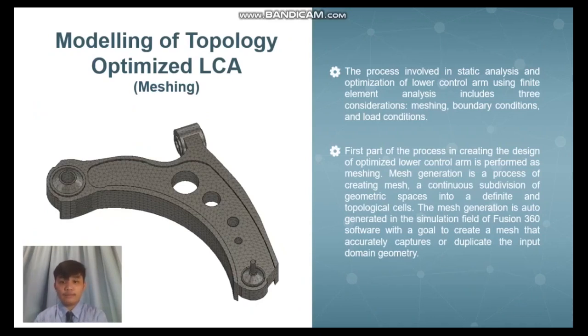When modeling the topology optimized lower control arm, three variables shall be considered: the meshing, boundary conditions, and load conditions. The first part in creating the design before it undergoes a simulation is called meshing. Mesh generation is a process of creating a mesh, a continuous subdivision of geometric spaces into definite and topological cells. In Fusion 360, the mesh is automatically generated to duplicate the geometry of the domain object, including its small and intricate parts. The figure here is the mesh geometry of the lower control arm.